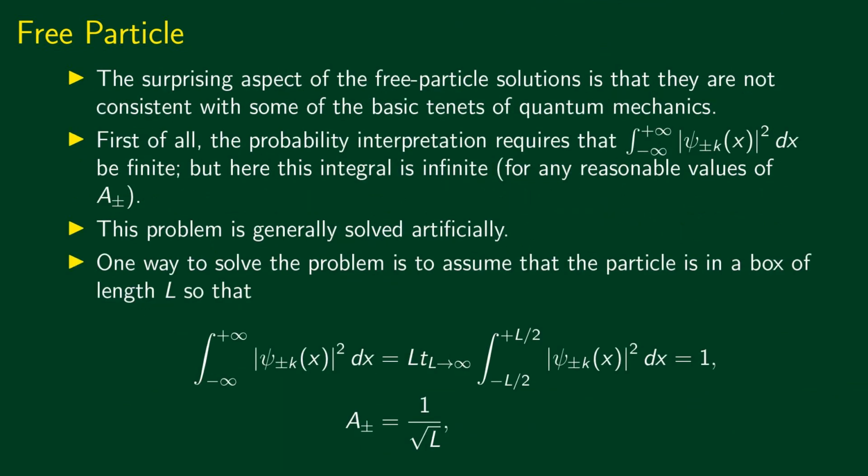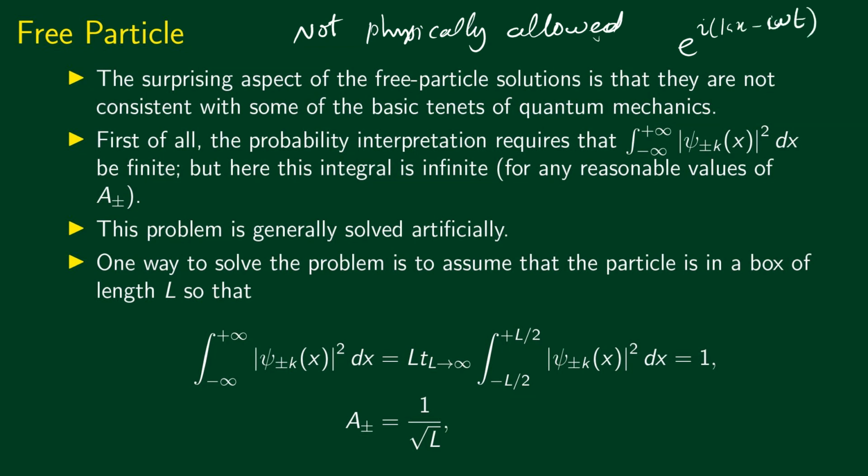Now we have found the free particle solution, the wave function corresponding to the free particle Schrodinger equation. The problem with this solution is that it does not correspond to a physical system. It's not a physically allowed wave function. What we mean is that it's not a physically allowed state of the system. For example, you could look at the probability interpretation. So if we take this momentum eigenfunction e raised to i(kx minus omega t).